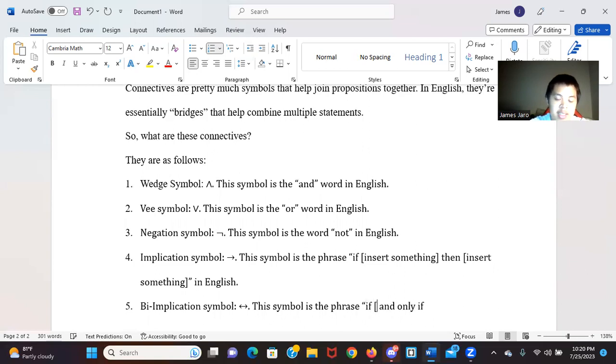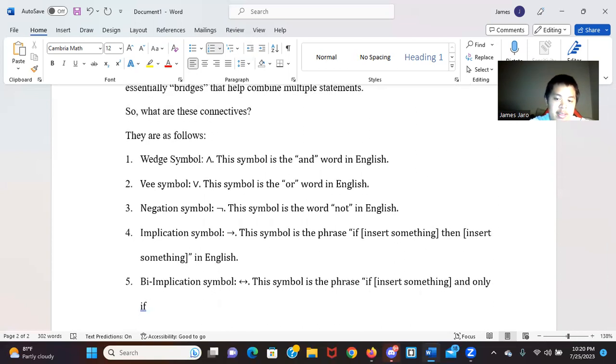If insert something, and only if insert something, in English. So that's what the biimplication symbol represents.